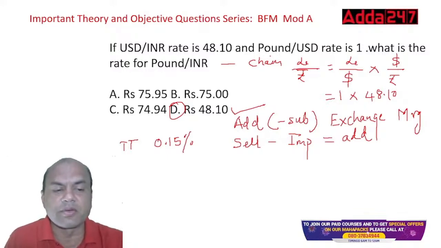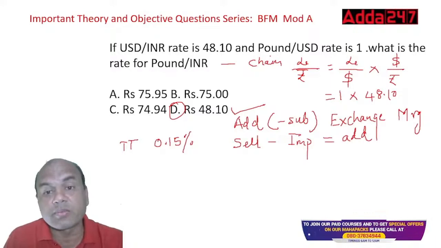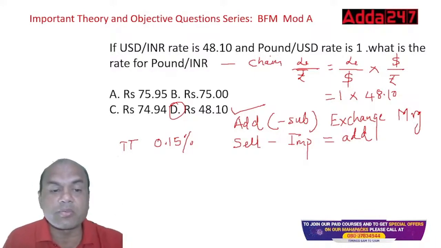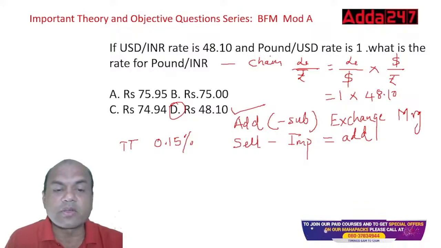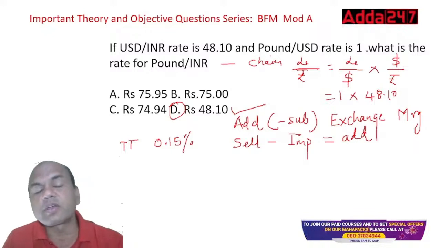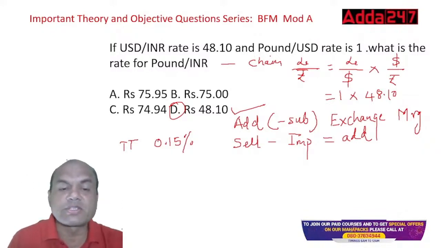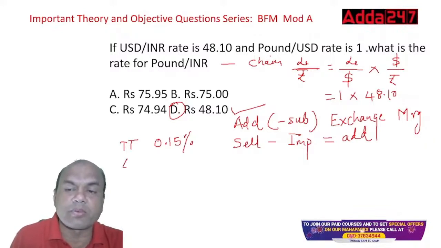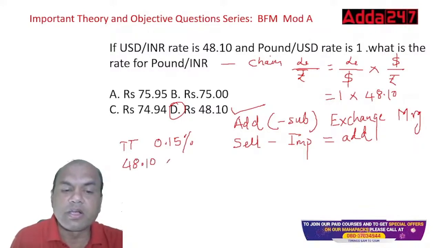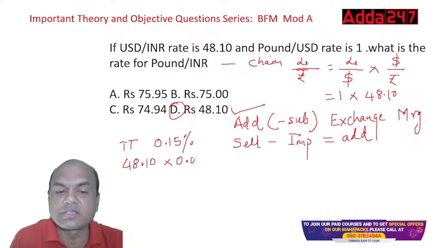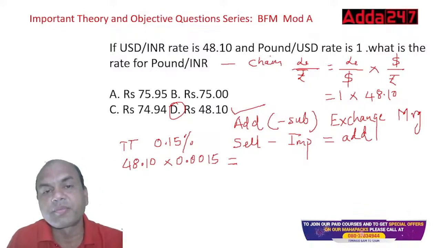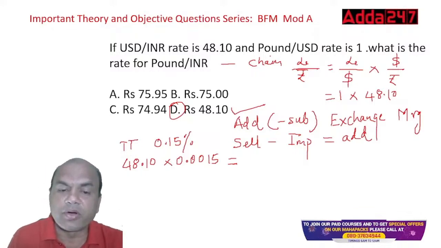Let me solve this problem now, because in CAIIB you get higher level problems. So 48.10 into 0.15%. Percent means divided by 100, so it will be 0.0015. What is the margin you are getting in rupees? 48.10 into 0.0015. So type this answer in the comment section. What are you getting over here? It is 0.072.